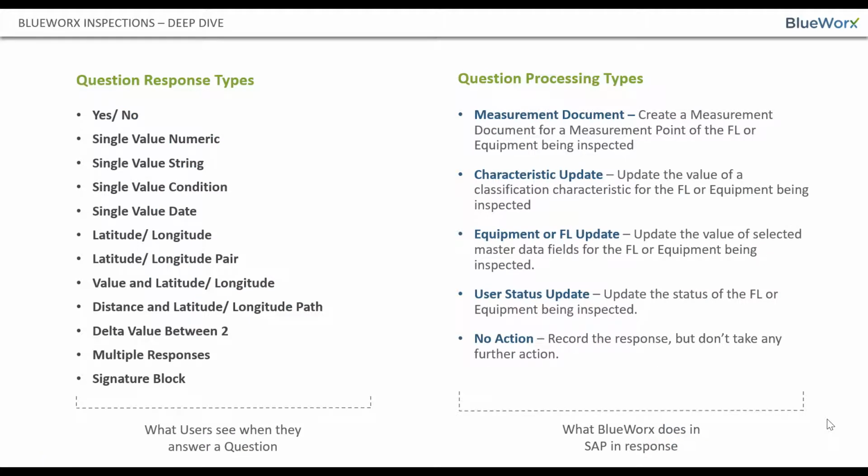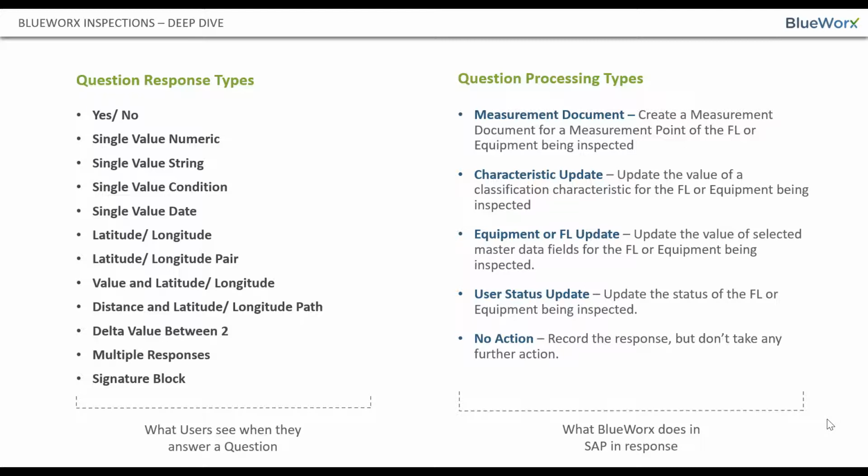So a little bit further on the question response types. What a user sees when they're answering a question on the screen, the main value that they respond to, is controlled by a question response type. And these are all the different types that we've come up with so far. We have customers that ask us for more, and so we have added to the list over time. But this is where we're at the moment. The yes/no is pretty simple to understand, as is the numeric and string values. The single value condition is the standard very good to good down to low list of questions. Single value date, once again, easy to understand.